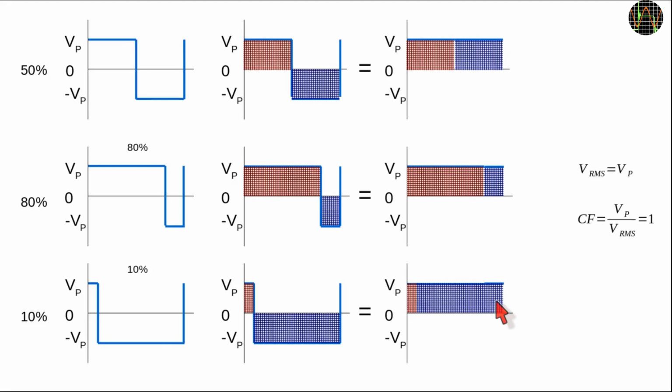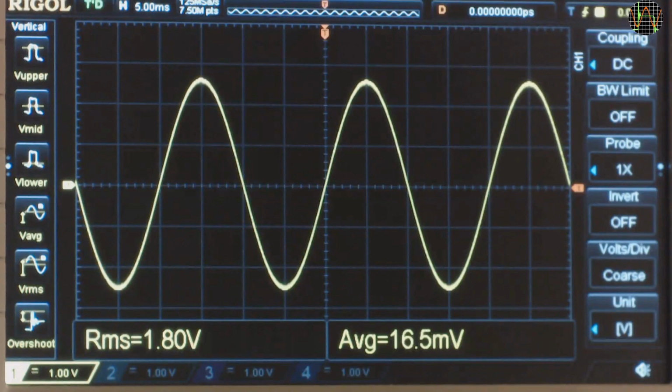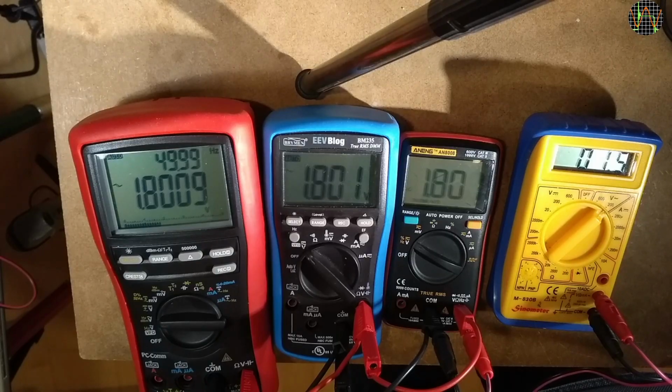I decided to test a collection of my multimeters against a couple of other waveforms to see if there was a pattern. Let's start easy with a simple sine wave. V peak is 2.5 volts. The RMS value is 1.8 volts and the average voltage is of course effectively zero because positive and negative half waves cancel each other. All except one of these multimeters agree with the scope and show the same 1.8 volts RMS. The three that agree are all true RMS.